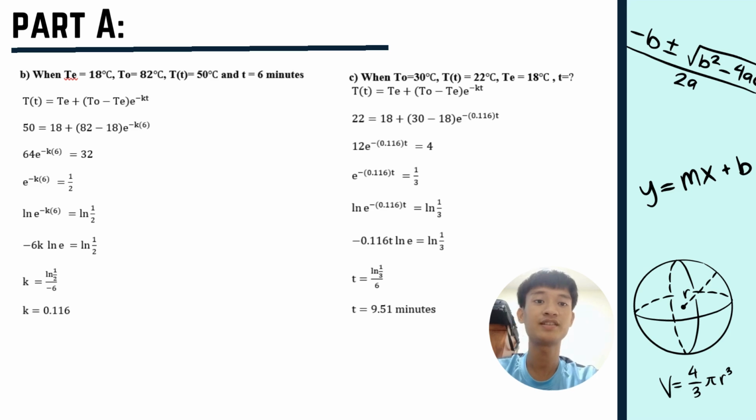Question C, they've given us T initial is 30 degrees Celsius and T time after a certain number of minutes, the temperature has become 22 degrees Celsius, and the environment temperature still remains the same, 18 degrees Celsius. They ask us to calculate the time taken for the soup to go from 30 degrees Celsius to 22 degrees Celsius. So we can sub into the formula as well as the value of k, and then we get T time equals 9.51 minutes. That means it takes 9.51 minutes to cool from 30 degrees Celsius to 22 degrees Celsius.